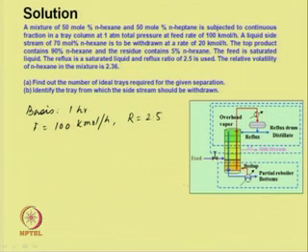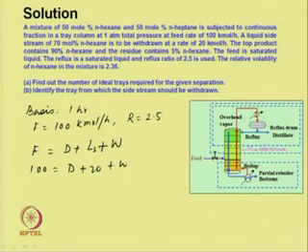Overall material balance: F would be equal to D plus side stream Ls plus W. So 100 would be equal to D plus 20 plus W. So, D plus W is equal to 80.